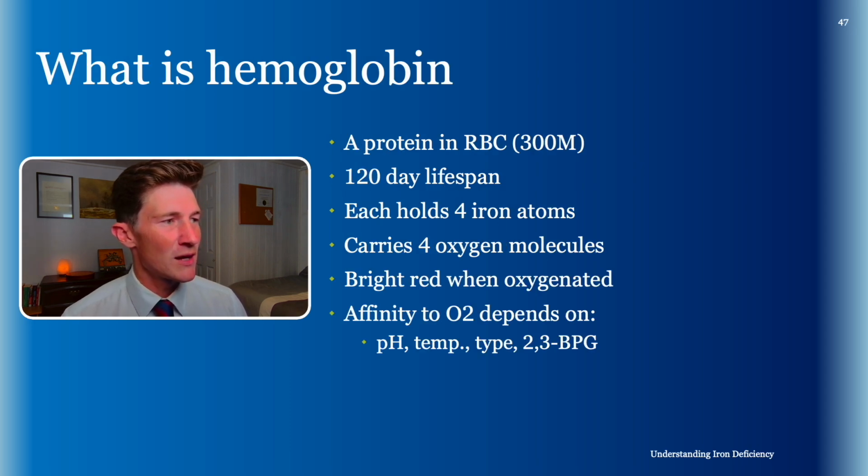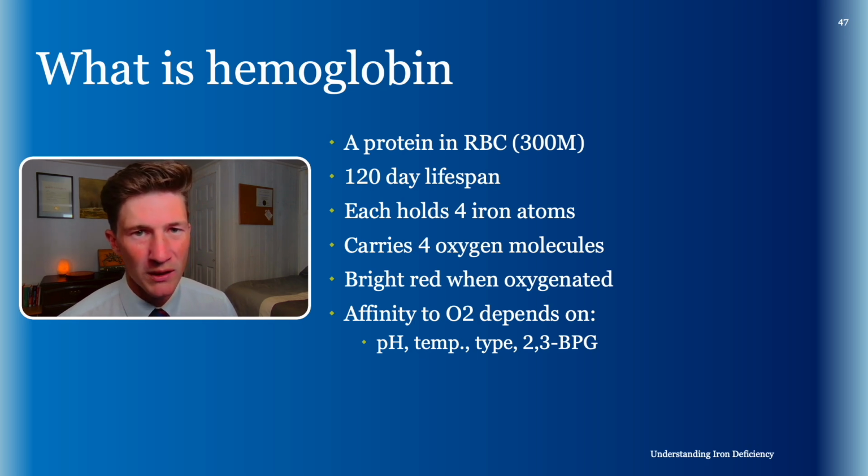So, what is hemoglobin? Hemoglobin is a protein and it's in red blood cells, and there are about 300 million hemoglobin molecules per red blood cell. So, there's a lot. A hemoglobin molecule has a lifespan of about 120 days. So they're getting recycled, right? You're constantly making more hemoglobin, and hemoglobin is dying off and getting recycled.